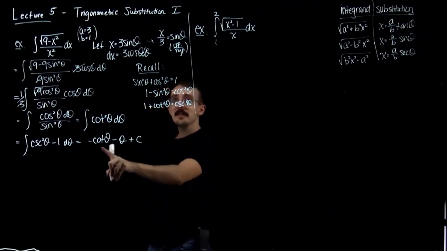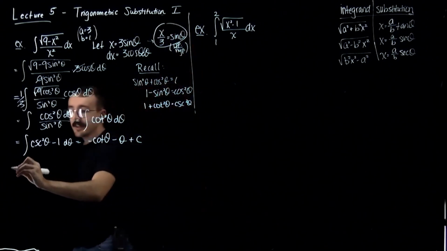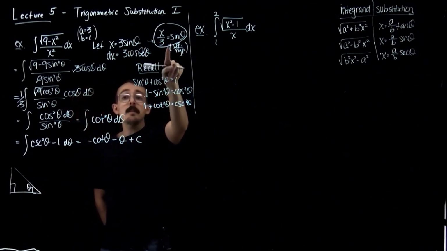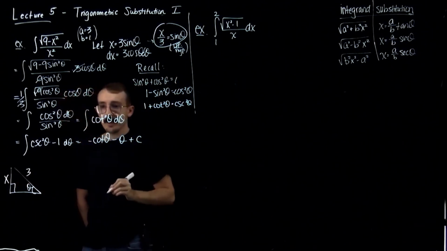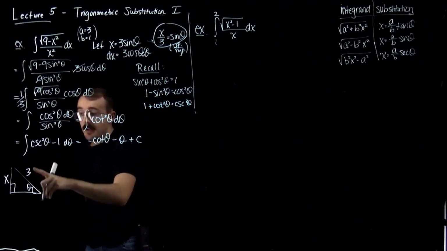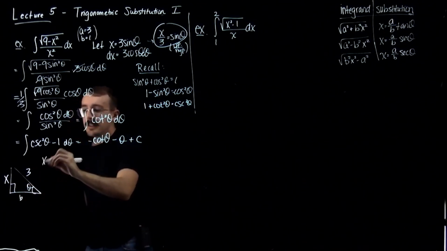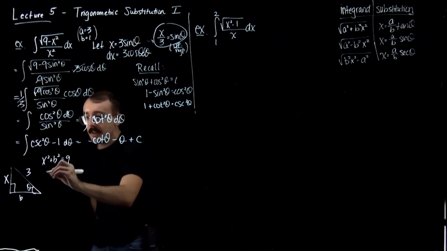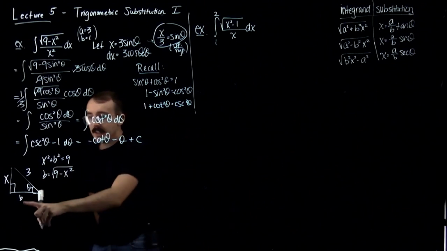And now I need to fill in what these two things are. So using this, I'm going to go ahead and make my triangle right down here. So theta goes here. Opposite over hypotenuse is x over 3. And if you use the Pythagorean theorem to solve for this side here, let's call this side b. Then the Pythagorean theorem says x squared plus b squared equals 9. And if you solved this for b, you would see that b equals the square root of 9 minus x squared. So that's what b equals.